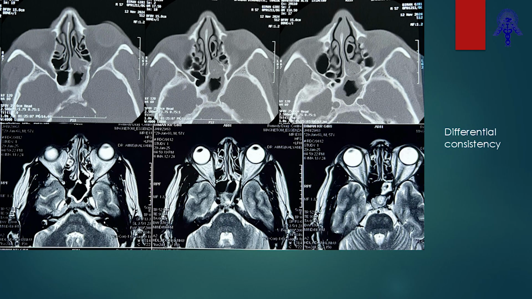Suppose you can see here that there is mucosal thickening of the sphenoid sinus and also in the posterior ethmoid. But if you do an MRI here, you can see that actually there is a collection in the posterior ethmoid, but the sphenoid sinus has some definite mass. It's basically fungal debris or a fungal lesion occupying the sphenoid sinus. So you can differentiate between the two. That's why the MRI is needed as an add-on.